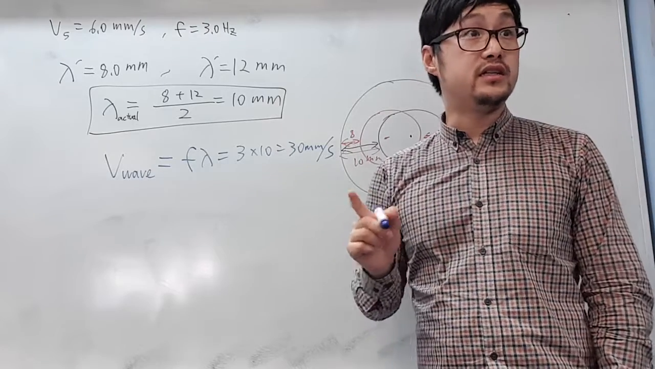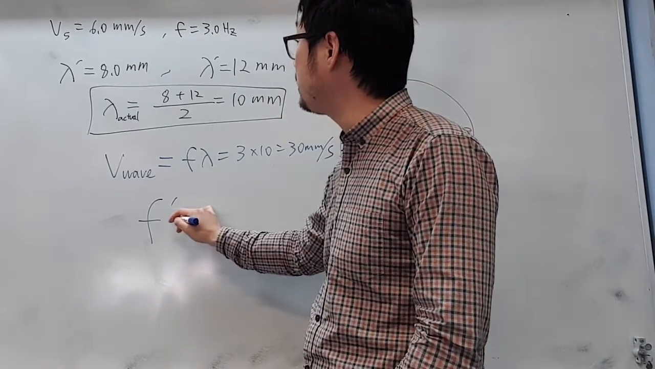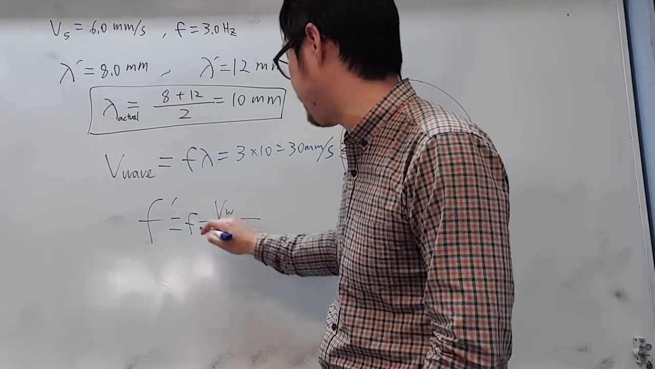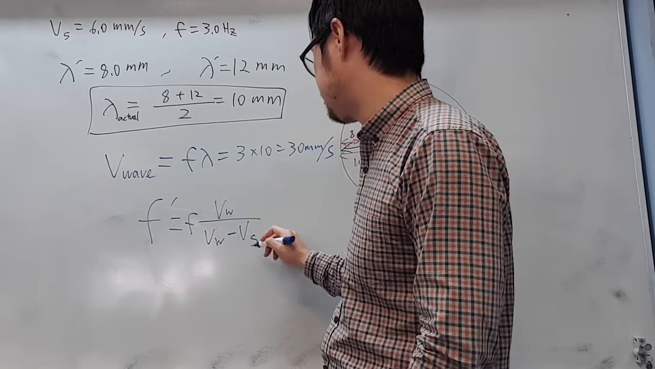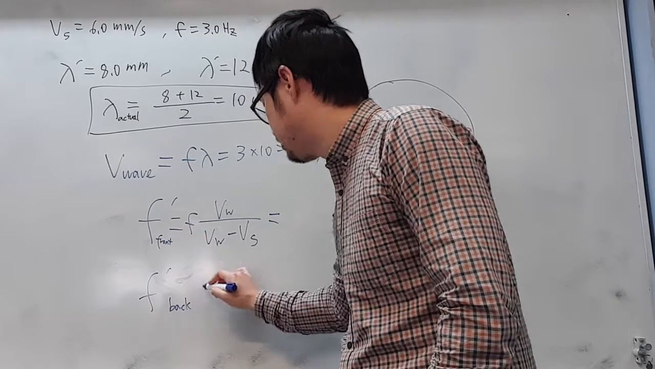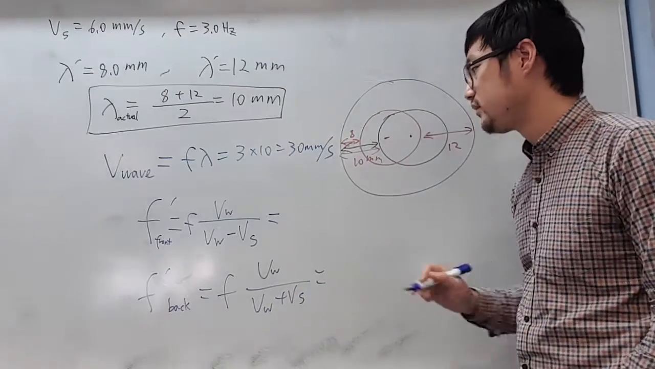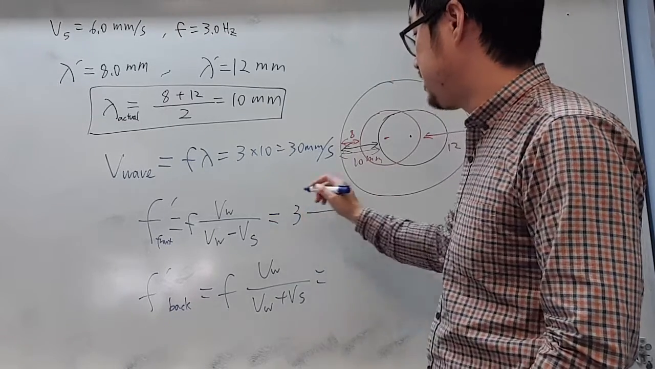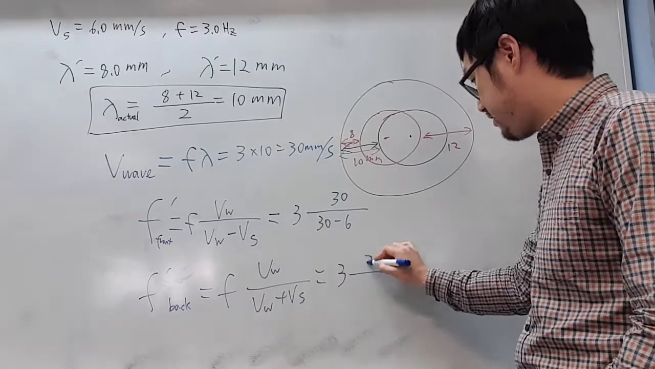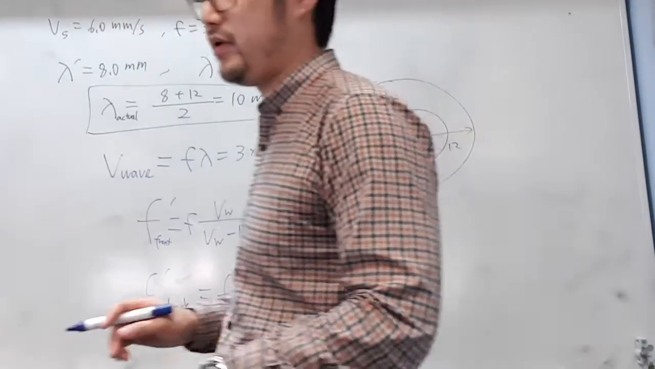Yeah, it's in the textbook. And then if I want to know the frequency in the front, the frequency in the front should equal the actual frequency f times vw over vw minus vs. Frequency on the back, I'll say this is the back, this is the front, equals f times vw over vw plus vs. Now this is 3, and that's going to be 30 over 30 minus 6, 3 times 30 over 30 plus 6. Okay, and then we can put that in the calculator.